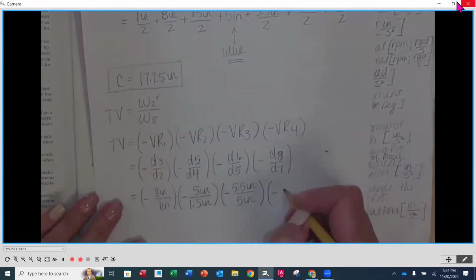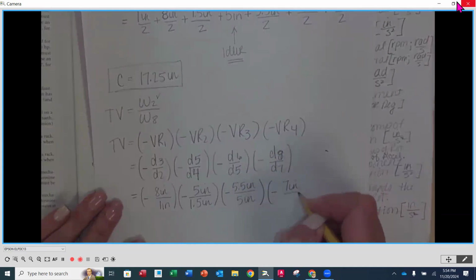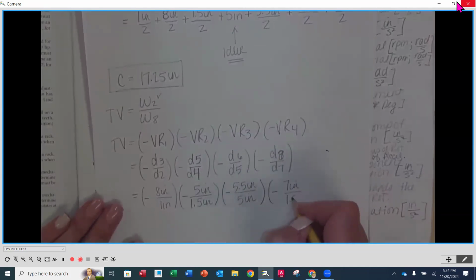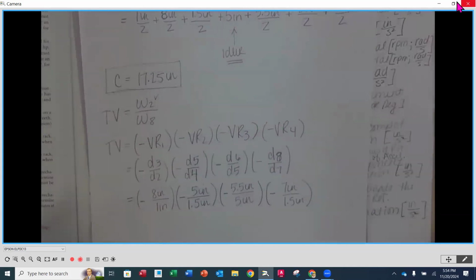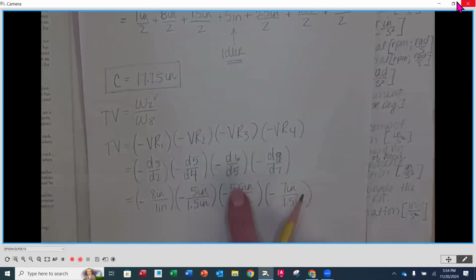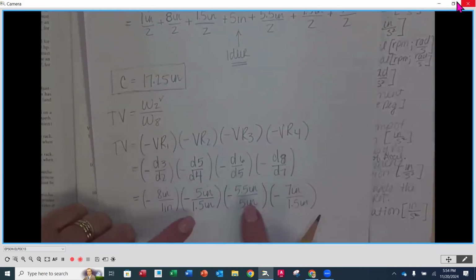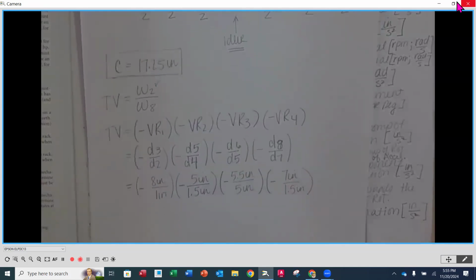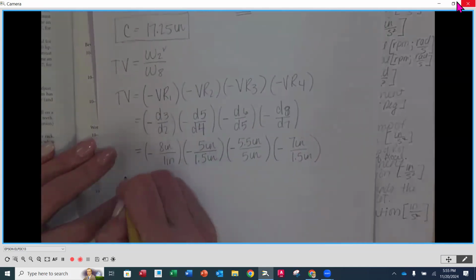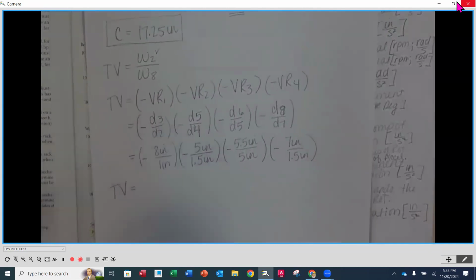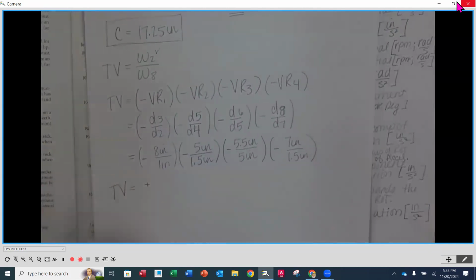And then D8 is going to be 7 inches. And D7 is 1.5 inches. I'm going to double check it. It looks like it's right. So yeah, make sure that you flip 2 and 3 and then get the right ones on top and bottom. So multiplying those out, our train value is going to be a positive value this time. So that means our input is going to go in the same direction as our output.